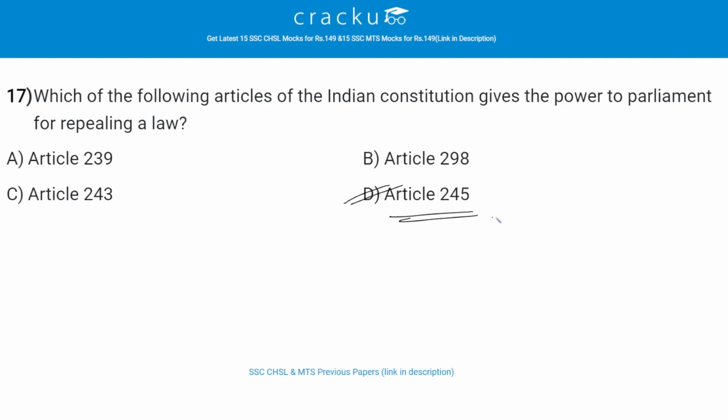So, Article 245 of the Constitution, which gives Parliament the power to make laws, also gives the legislative body the power to repeal them through the Repealing and Amending Act. And the act was first passed in 1950 when 72 acts were repealed.